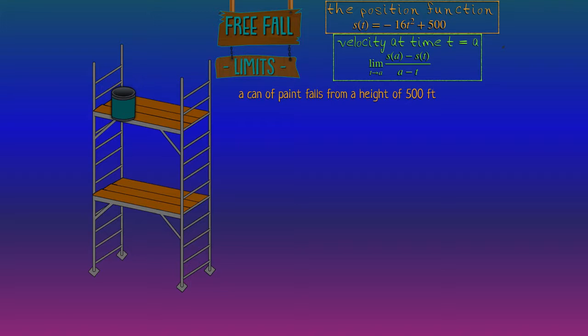So a can of paint falls from a height of 500 feet. The picture here doesn't really do it justice. It just looks like we have that on a bit of scaffolding. How fast will the can be falling after 2 seconds? So again, not to scale, obviously. So the paint can is going to fall. How fast was it falling after 2 seconds?